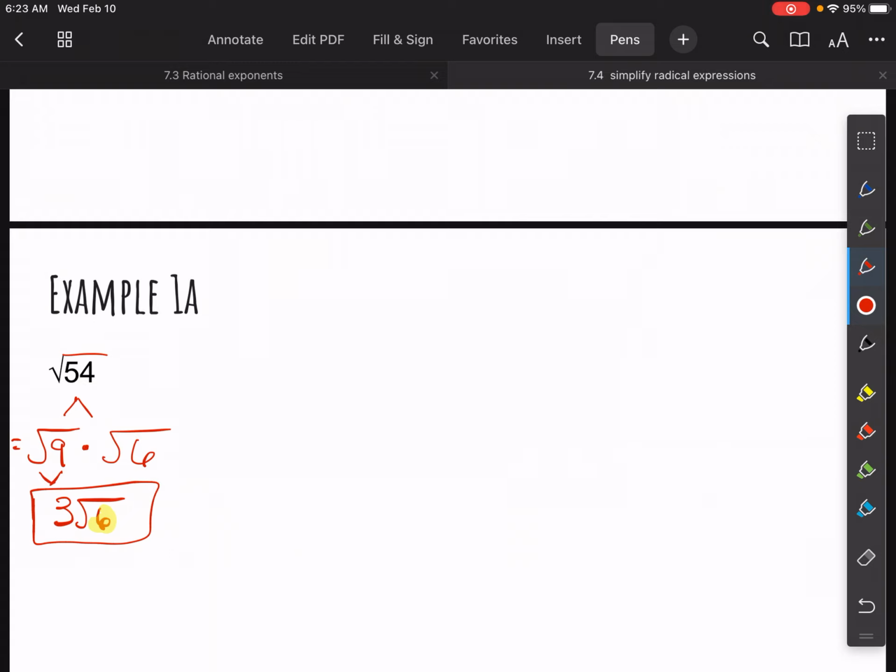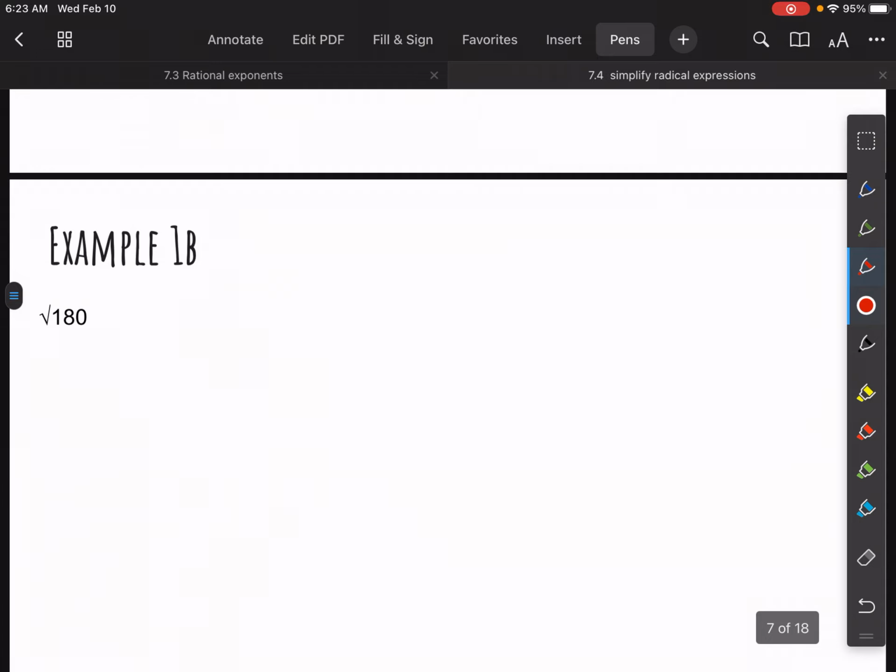Hey, one way to check your answers on this, by the way, put this in your calculator. Put 3 times the square root of 6 in your calculator. You should get some kind of decimal. And then put the square root of 54 in your calculator, and you should get the same decimal. Okay, so when you want to check your answers, it's as easy as that, making sure that the simplified version is the same as the original. All right, so a couple more here.